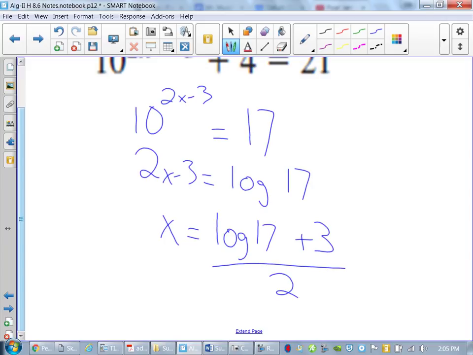Log equations, we usually use the calculator the rest of the way out. The exponentials, I like to give you guys exponentials without calculator, because they're not terrible. Log ones, I'll let you have the calculator. Yes, sir?